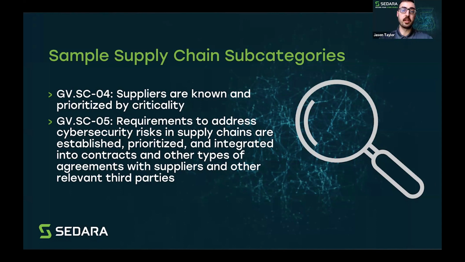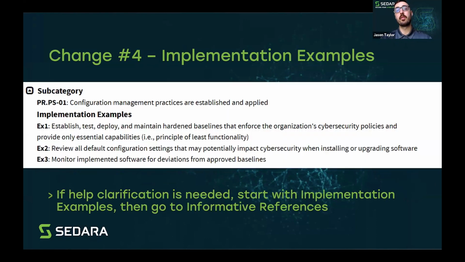What about the fourth change? Well, I mentioned this one, and this one's really exciting. This is about NIST CSF 2.0's brand new implementation examples. That's their word for saying NIST is providing some examples for how you can actually achieve the outcomes they describe in each of their subcategories. So note a subcategory here.